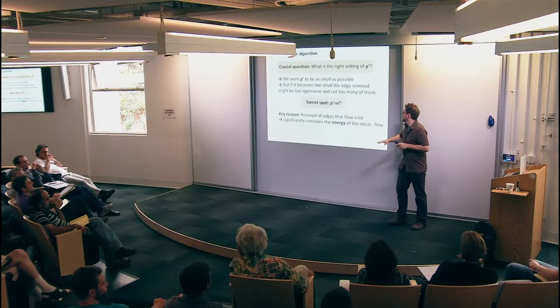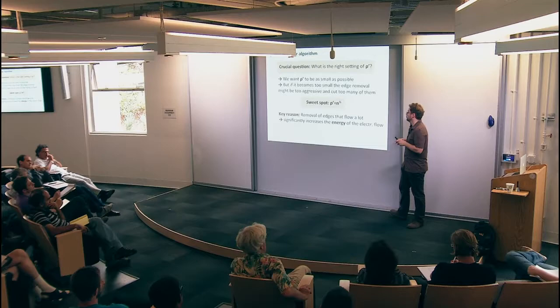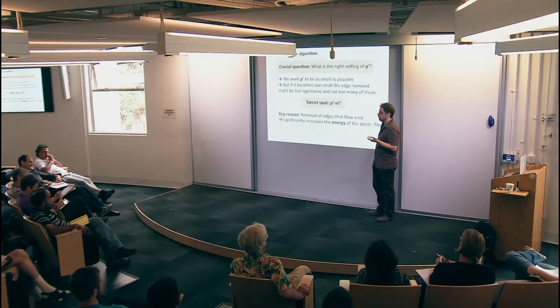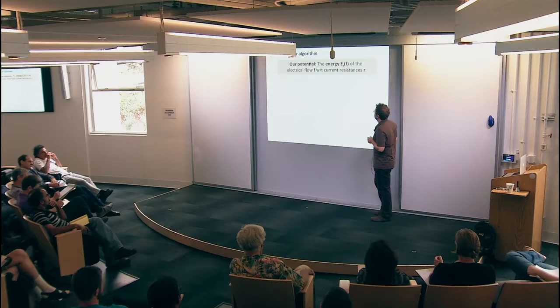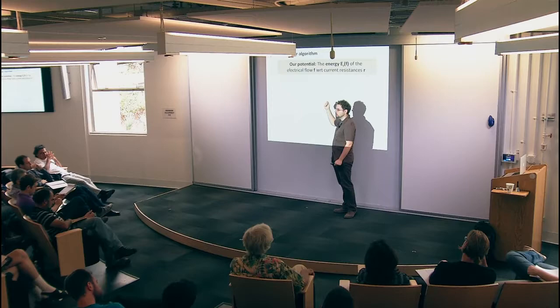So essentially, the key reason that allows you to do this is the effect that I had in this example. What you can prove is that whenever you remove edges that flow a lot in your electrical flow, then on one hand, they don't perturb max flow much, but what they do is increase the energy of the flow by a lot. Okay, so that's the way you make progress. Roughly speaking, what you do is introduce a potential function, which is just the energy of the electrical flow with respect to your current resistances. And whenever you remove an edge, you assume that its resistance becomes infinity. Okay, and this will be your potential function.